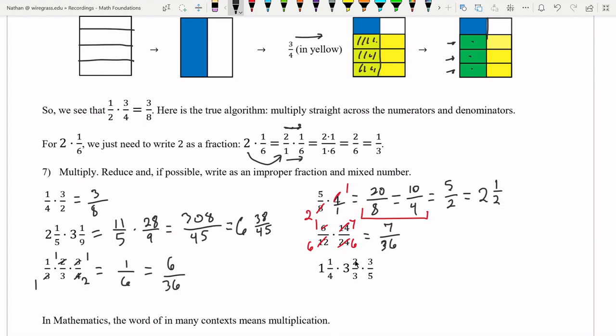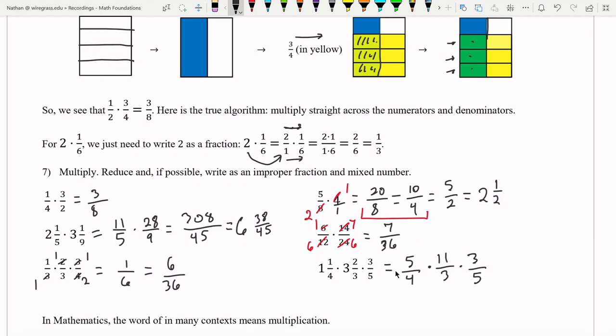Once again, there's no real reason to use mixed numbers when doing the mathematics. I think it's just easier to work with improper fractions. 4 times 1 is 4, plus 1 is 5. 3 times 3 is 9, plus 2 is 11. And 3/5.